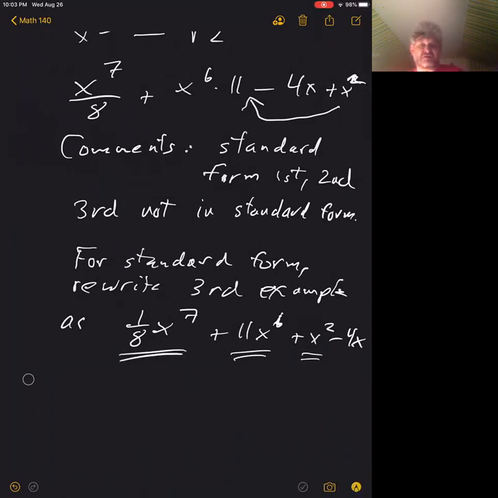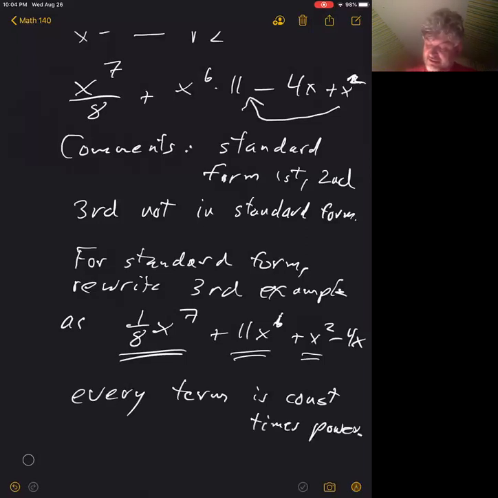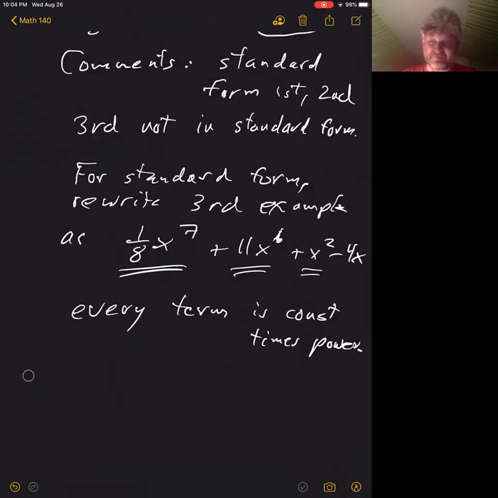So every term is a constant times a power of x. And there's only one variable. I want to keep it to one variable today. And the constant is written in front of the power of x, not behind it. It's just really something you want to have standardized, so we can compare polynomials and see at a glance whether two different looking polynomials maybe are actually the same or not.